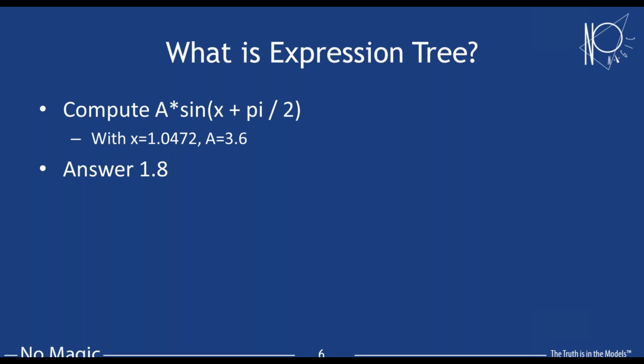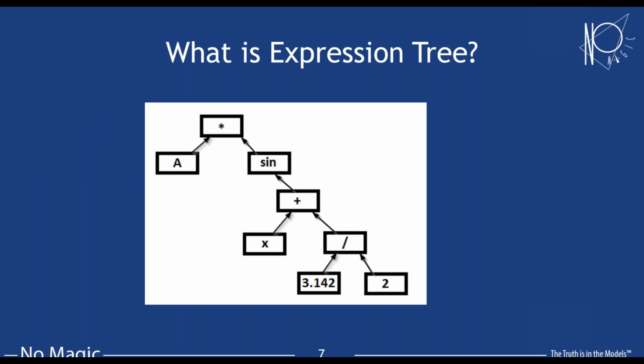1.8, sorry. But how did we do that? We did that by following what is called an expression tree. We first start with the primitive values which we have, the pi and the 2. We plug those into a division operation. We specify x, plug the value for x and the result of the previous division into some operation, get a sine of that and multiply by a. And this thing is called an expression tree.